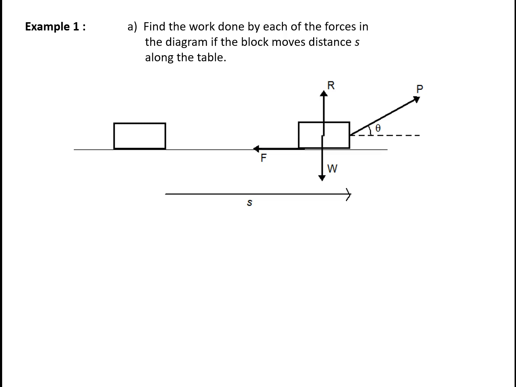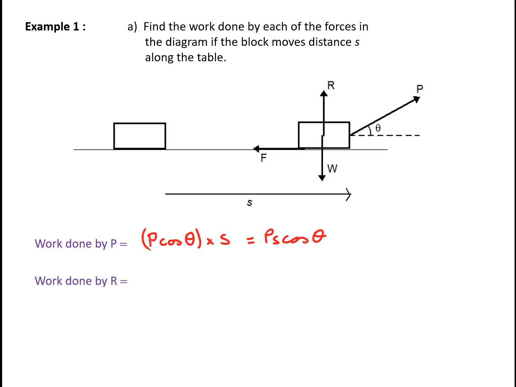So for our first example, we're going to try and find expressions for the work done by each of the forces in the diagram if the block moves distance s along the table. First of all, the work done by P is the component of P in the direction of motion, which is going to be P cos θ, times the distance moved, which is s. So that's going to be P cos θ times s, in other words, Ps cos θ.